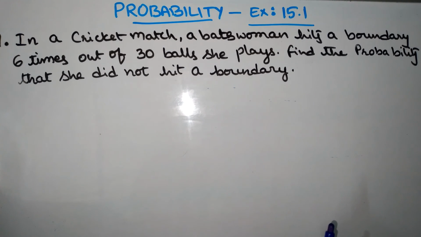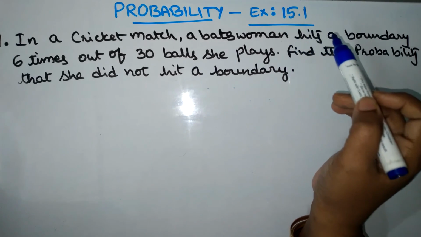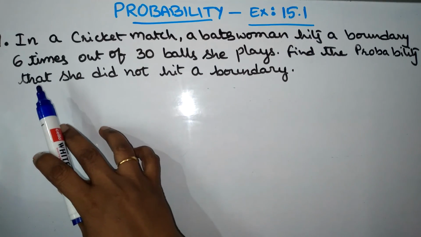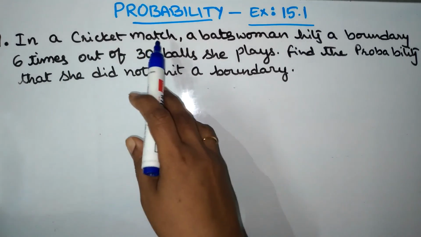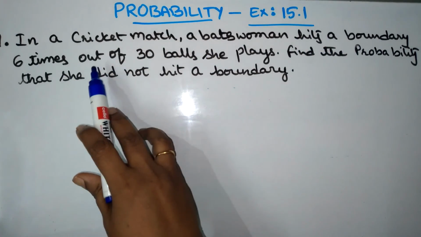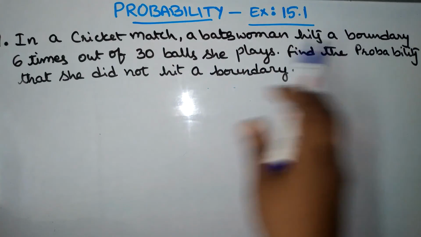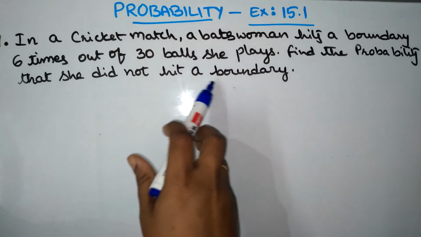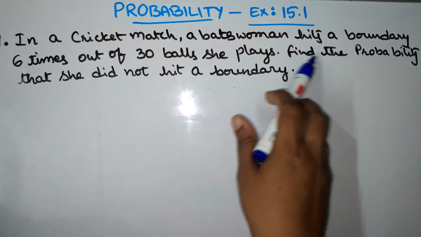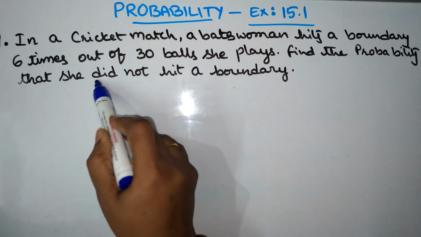In today's video, we are going to discuss some problems based on probability from NCERT textbook exercise number 15.1. So the first problem given is, in a cricket match, a batswoman hits a boundary 6 times out of 30 balls she plays. Find the probability that she did not hit a boundary.